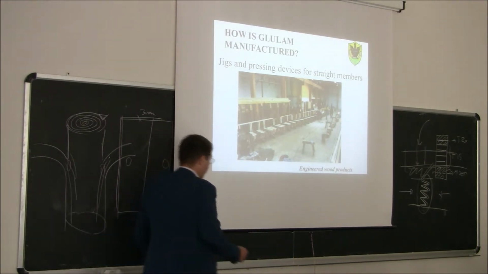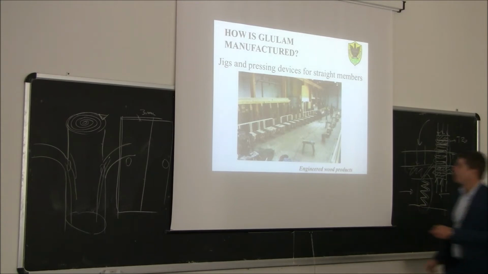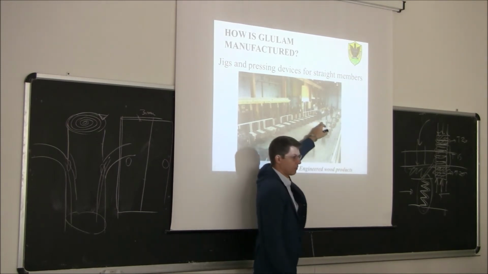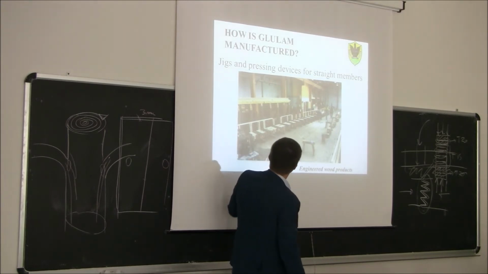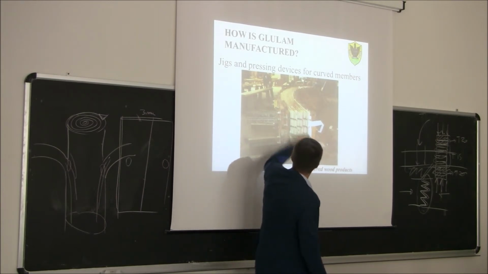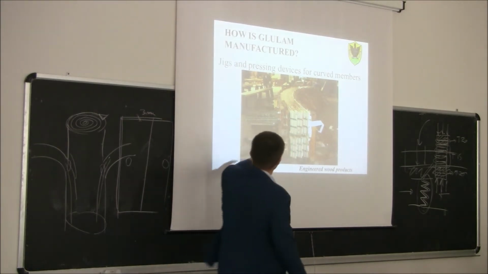So basically we apply pressure on the cross-section, in order to ensure that the gluing of these surfaces will be good. So you see here there are basically two very long glulam beams on the edge, pressed together with these jigs, pressing devices. And here instead you see 1, 2, 3, 4, 5, 6 arches made of glue laminated timber pressed together during the gluing process.